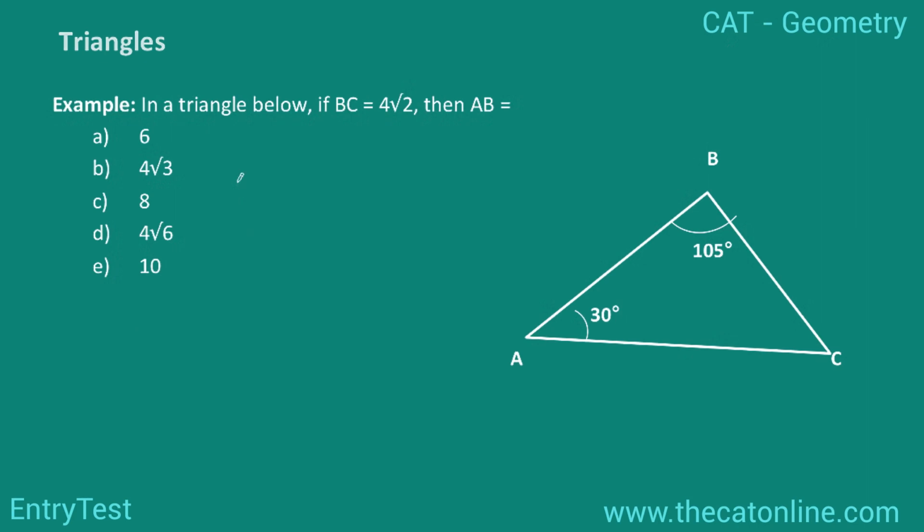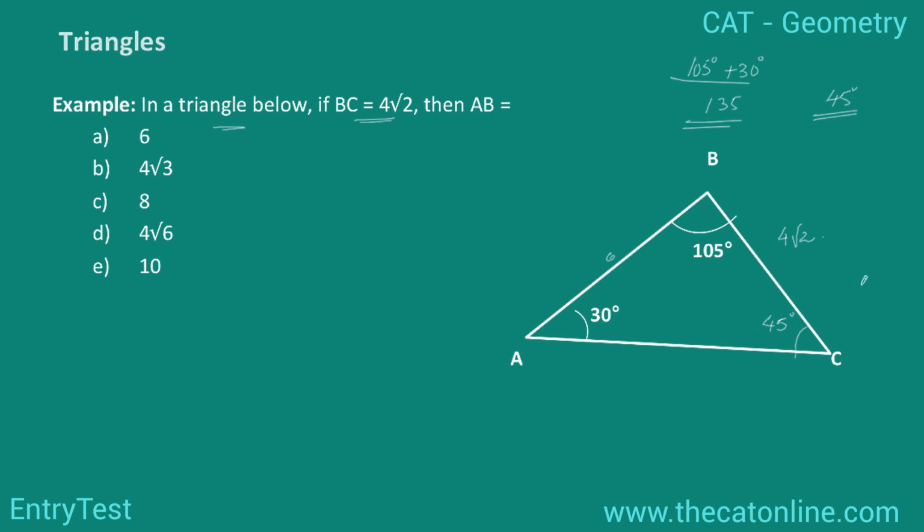Let's look at a question that we have. In a triangle below, if BC is equal to 4 root 2. So this length BC is given to me as 4 root 2. Then AB is what I have to find out. Now if I look at it, one of the angles is 105 degree, the other one is 30 degree. So that means it anyways is giving me 135. The other angle has to be 45 for it to sum up to be equal to 180 degrees.